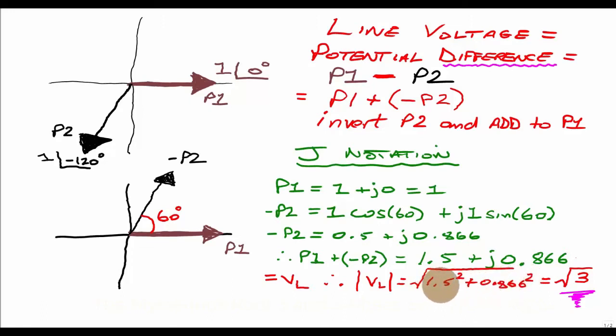Okay, so the 1.5 squared gives you 2.25, and 0.866 squared gives you 0.75. Try it on your calculator. So we actually end up with root 3. Okay, so there's root 3 demystified for you.